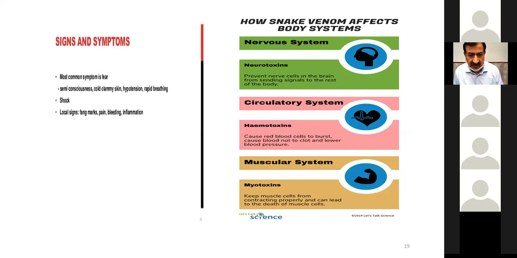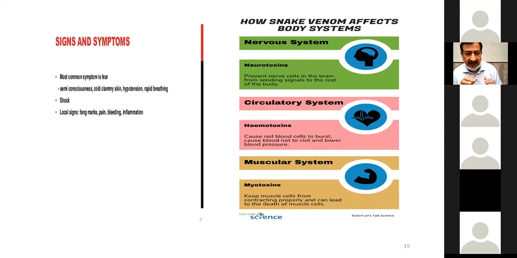How does snake venom affect the body systems? The most common symptom is fear. The person feels fear. Sometimes the person becomes unconscious. Cold, clammy skin, hypotension, rapid breathing. Maybe the person is found in shock, and there are local signs. If you examine the bite site, you will find fang marks and pain, swelling, bleeding, and signs of inflammation of the fang mark.